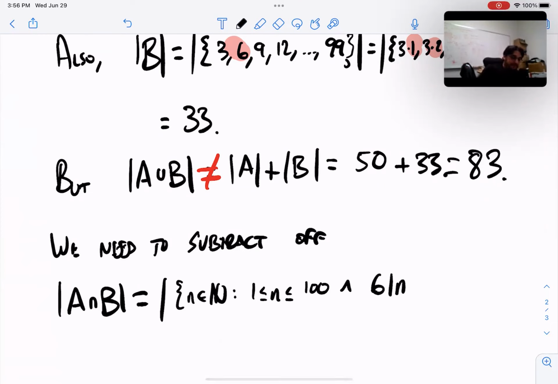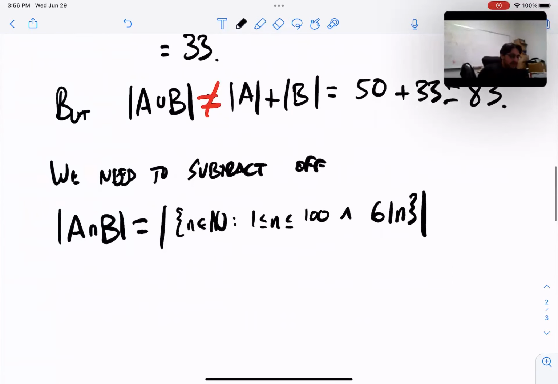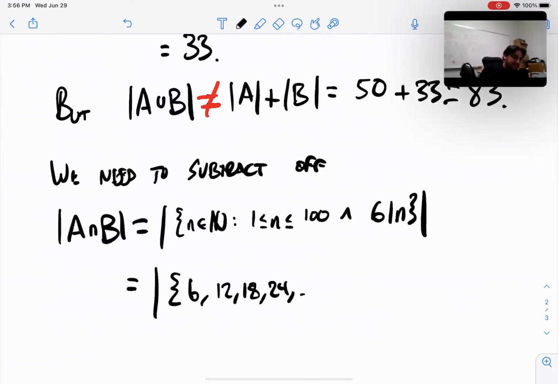Right? If 6 divides n, then it's both in A and B, right? If it's divisible by 6, it's divisible by both 2 and 3 at the same time. So this is what we need to subtract off. So what does this set look like? Well, this is going to look like 6, 12, 18, 24, and so on, up to the last multiple of 6 before 100, which would be 96.